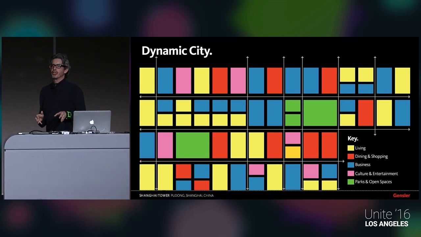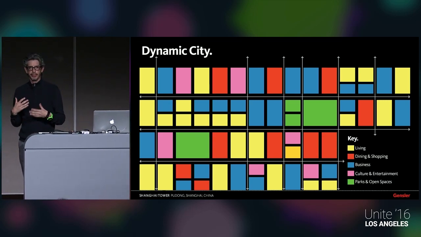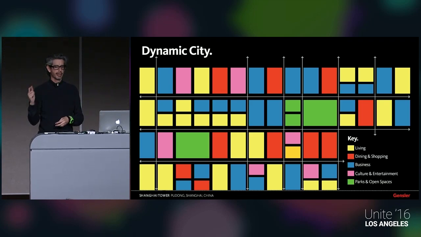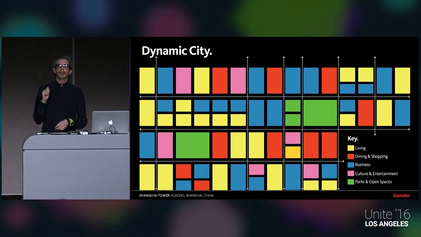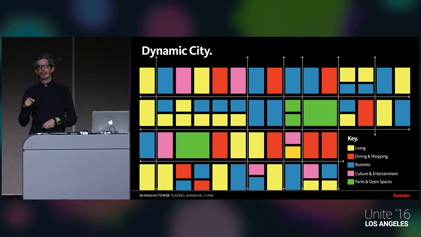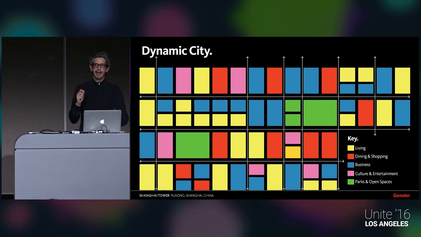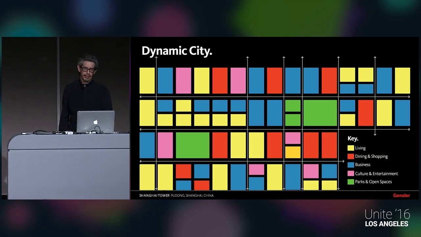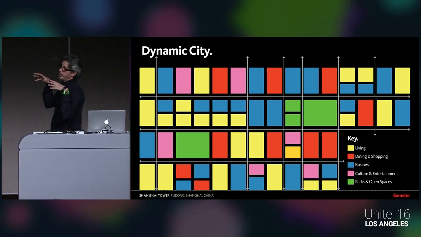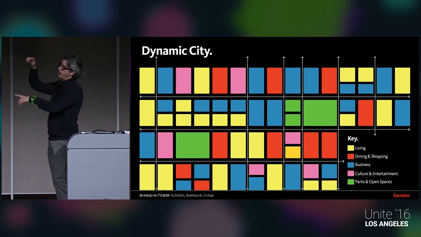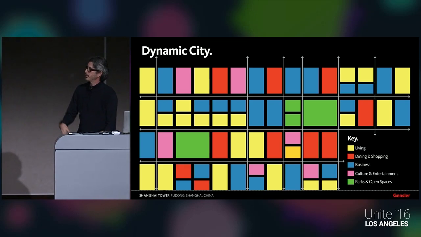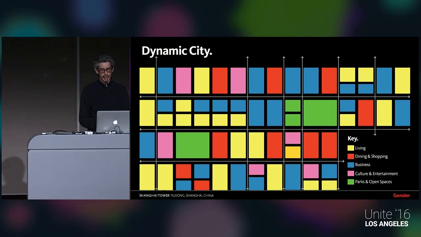Our edge as creators, as architects, as designers, is in those questions that are not knowns. It's in answering the problems or addressing the opportunities that haven't been identified yet. So for us here, for instance, this is looking down on a city, and this is all of the different programmatic elements of a city, right? Business, living, dining, retail, all of those things.